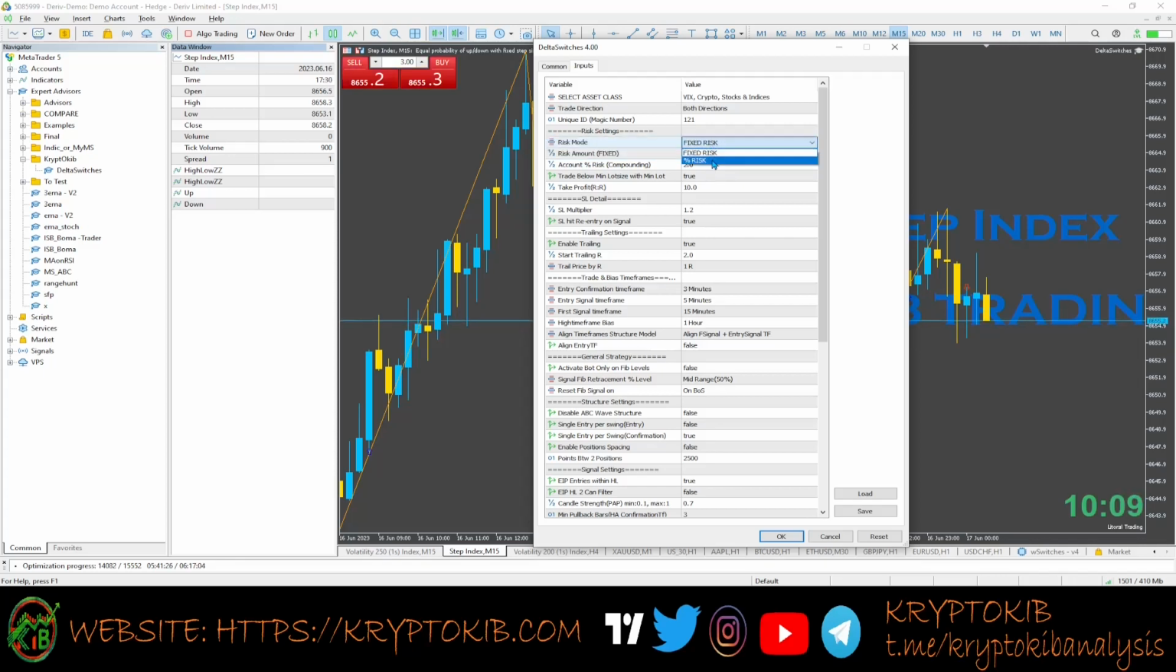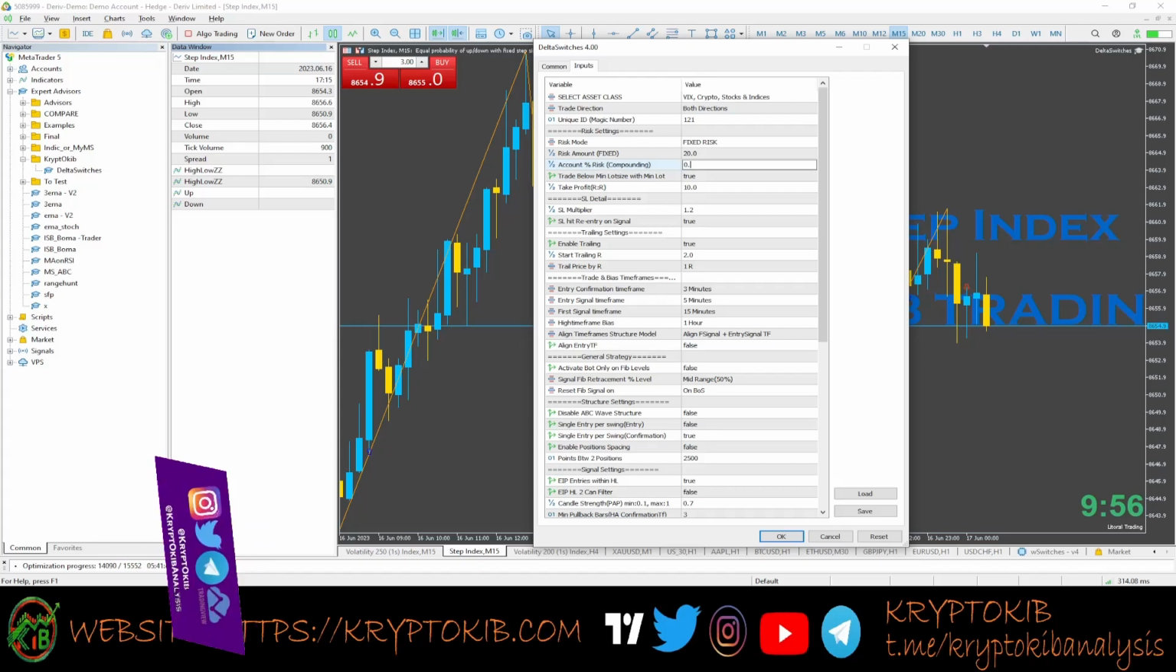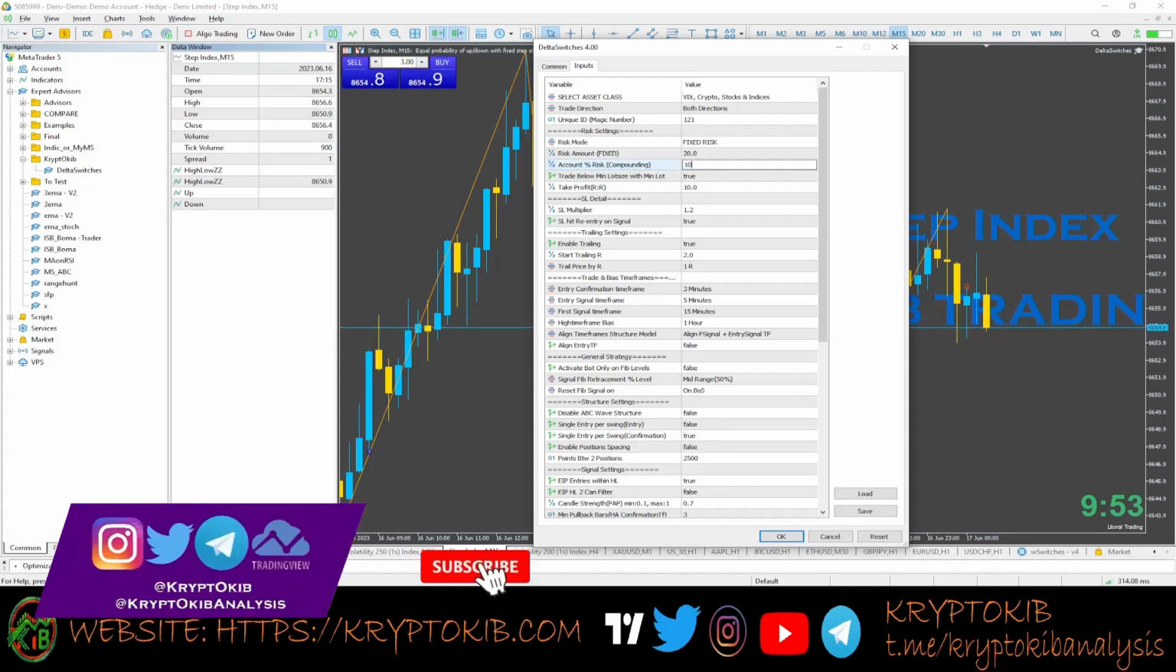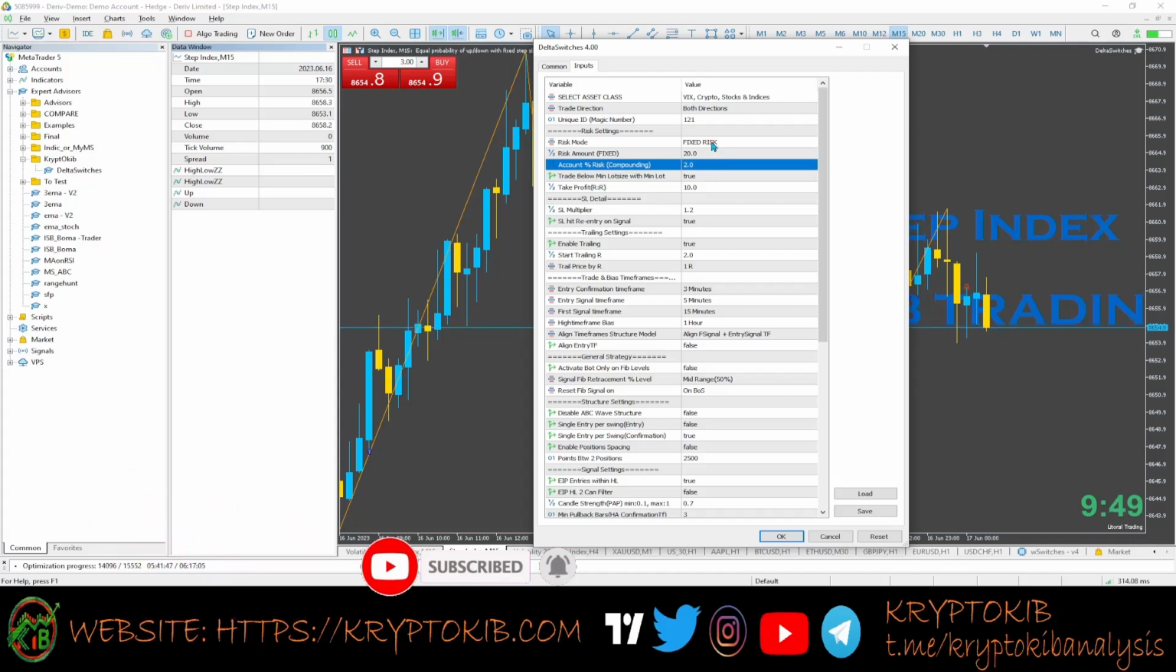And if you have percentage risk selected here, that is where this comes in. That is account percentage risk. So here is the percentage of your account balance that you want to risk. You can risk 0.1% of your account balance. You can risk 0.5%. You can also risk 10%. It depends on you. But if you have fixed risk here, then this is not used. And this will make sure every trade risks this percentage of the balance at that particular moment.